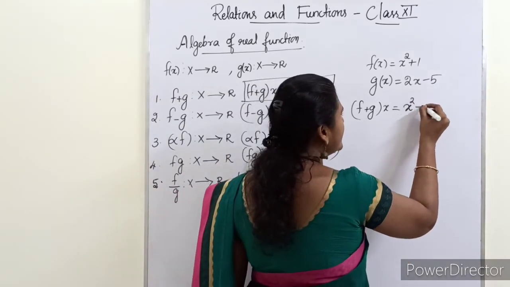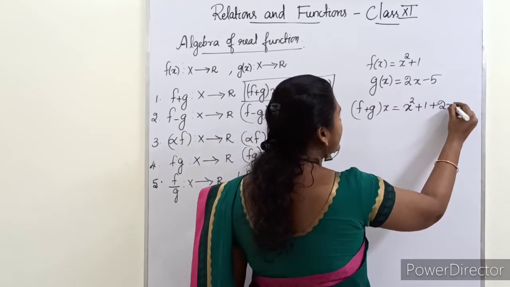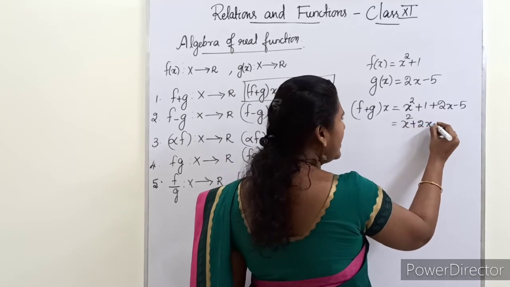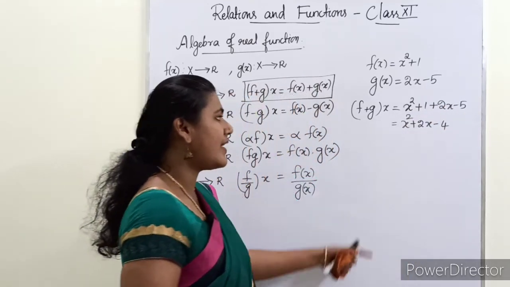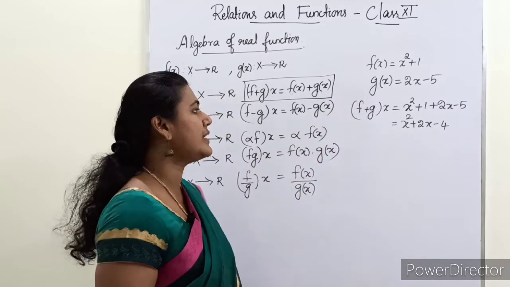So the first function is x square plus 1 and the second function is 2x minus 5. Just add them and simplify if possible. If we can simplify in this question, that is the answer. This is how you have to add two real functions.